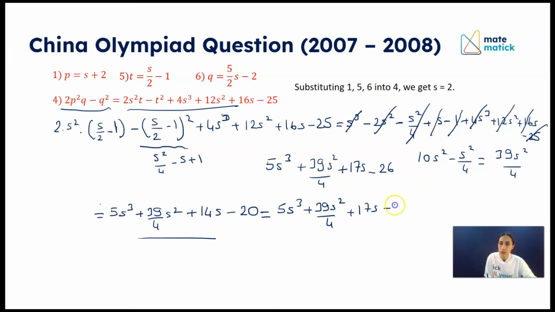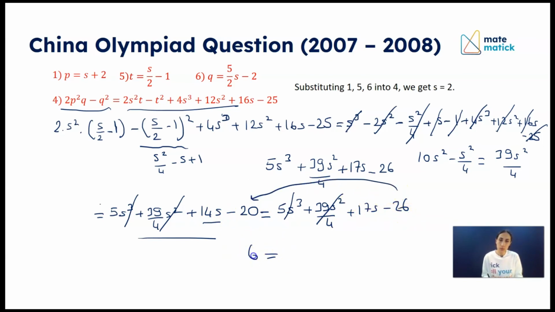Plus 17s minus 26. So as you can see, we have a lot here to cancel out each other. So 5s cubed, they cancel out. 39 over 4s squared, they cancel out. Now, I'm going to put this 14s to the other side. And I'm going to put this minus 26 to this side. So this will become positive 6 is equal to 3s, and finally s is equal to 2.